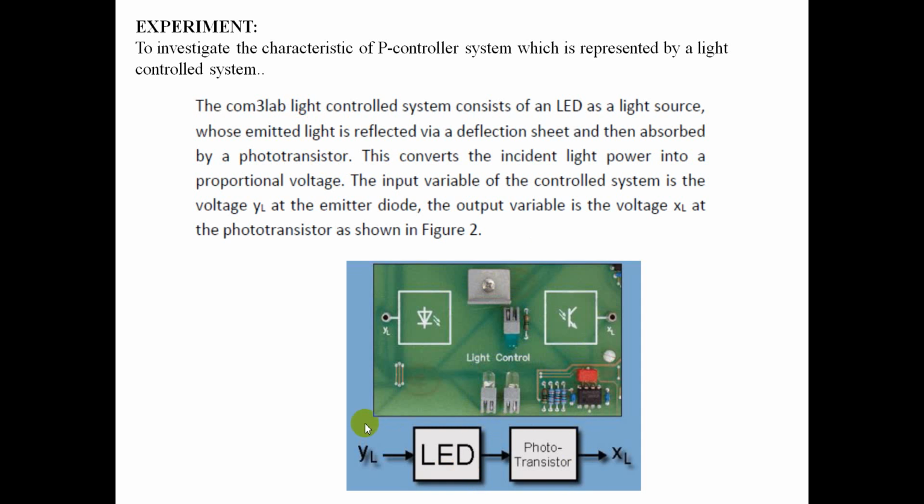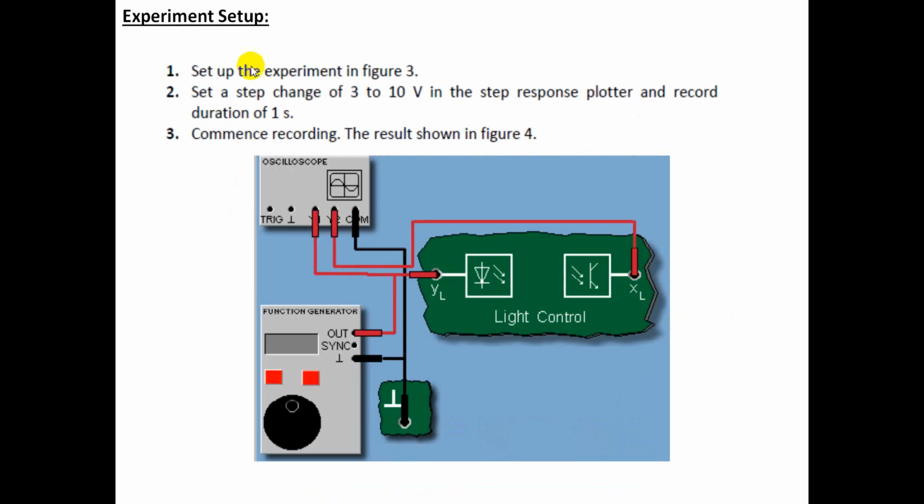So the system is modeled such that we give the input at YL with some voltage, and the LED sends a light signal which is absorbed by the phototransistor, and we can observe the output at XL. Now in the experiment, we connect the input to the function generator, and the output directly to the oscilloscope. The input is connected at the Y1 channel and the output at the Y2 channel of the oscilloscope.